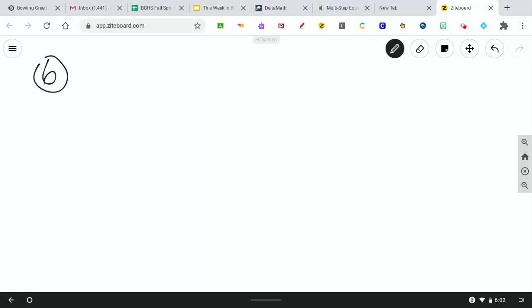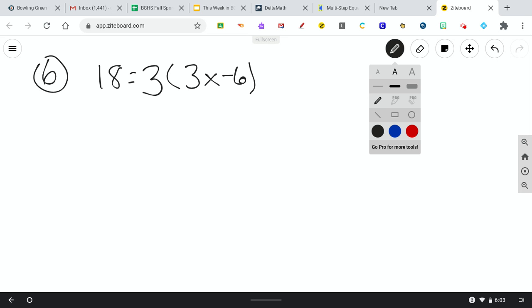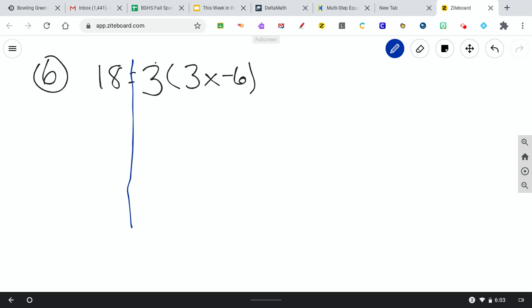Look at example number 6. I have 18 equals 3 parentheses 3x minus 6. Now, this one is more of a review of what we just did the other day. Maybe yesterday. Should be anyway. I'm going to draw my line here. So what am I doing? I'm getting rid of the parentheses by distributing.